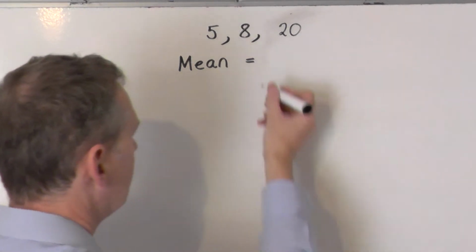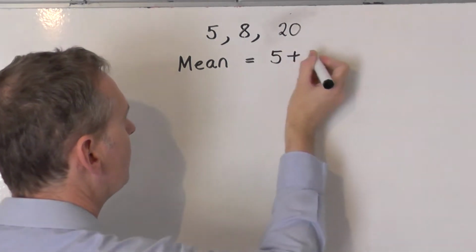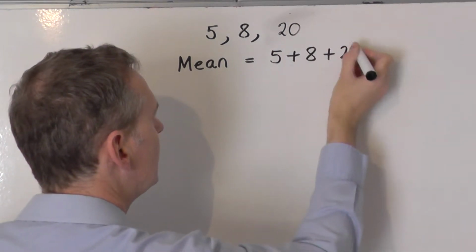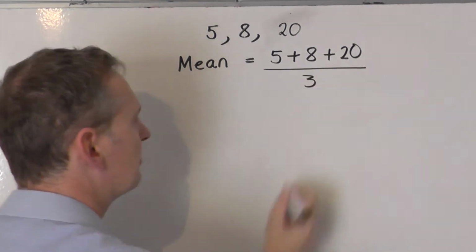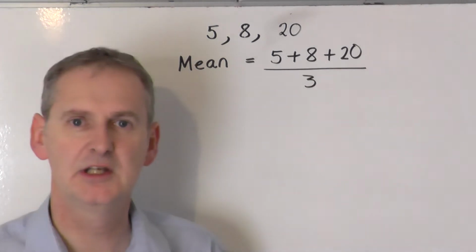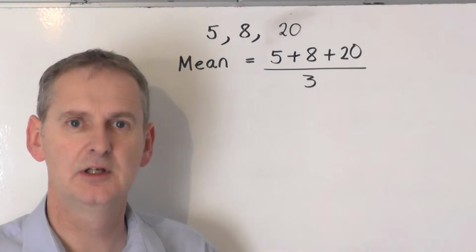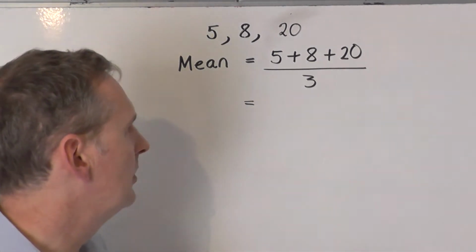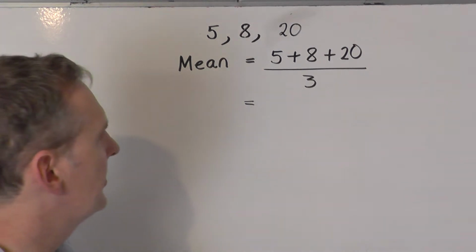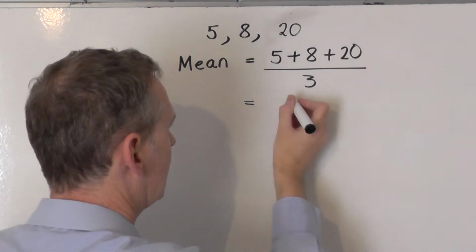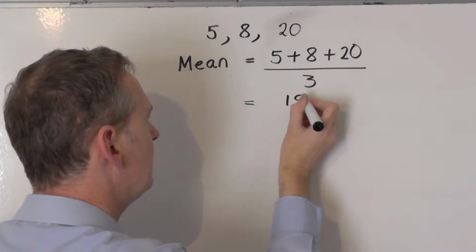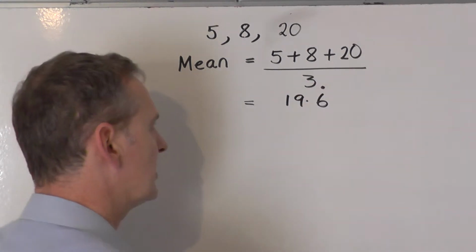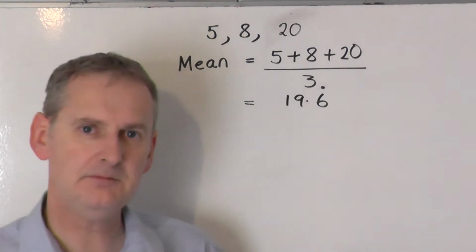So in this case what we need to do is 5 plus 8 plus 20 and then divide the answer by 3 because we're adding up three numbers. That's how you work out the mean average. Well, when you do this on a calculator, lots of students will do this on a calculator: 5 plus 8 plus 20 divided by 3. I'm just working this out now. 19.66666 comes up on the display.